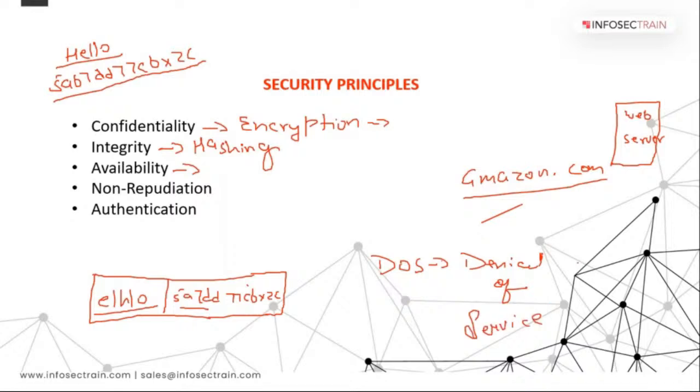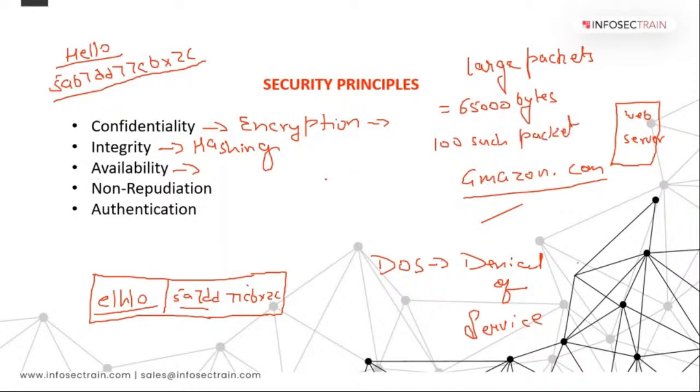Right? Now, your denial of service attack is when you are sending large packets of data. Now, let's say you are sending a packet of data that is 65,000 bytes and you send 100 such packets. So how much total data is it?